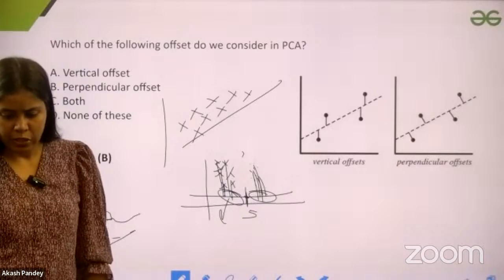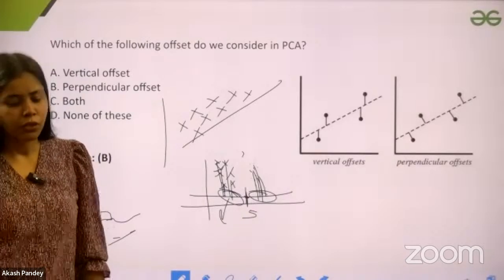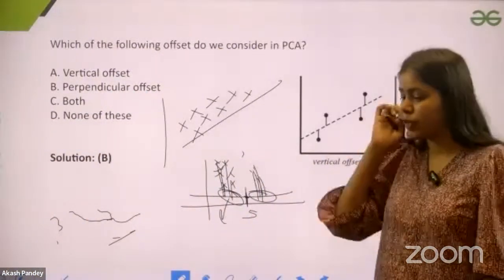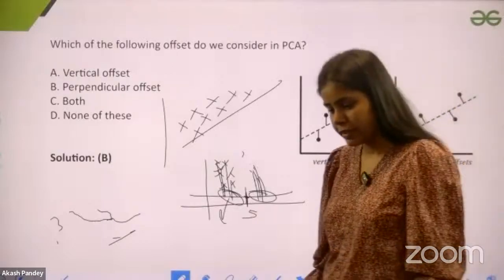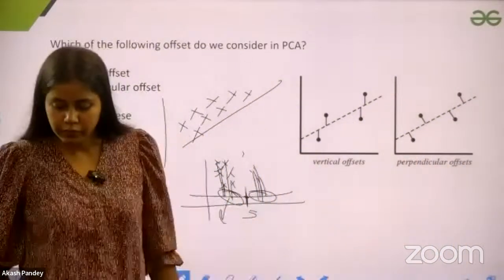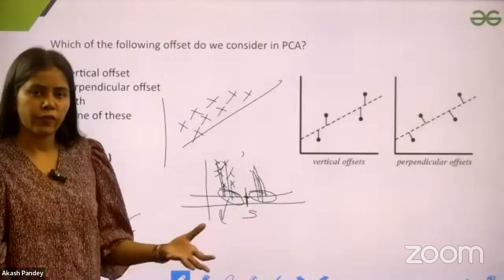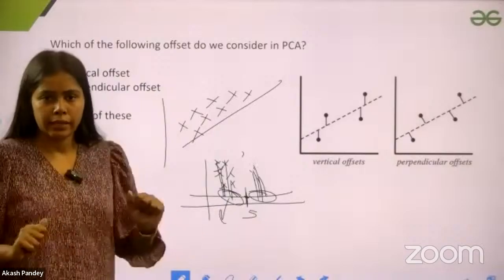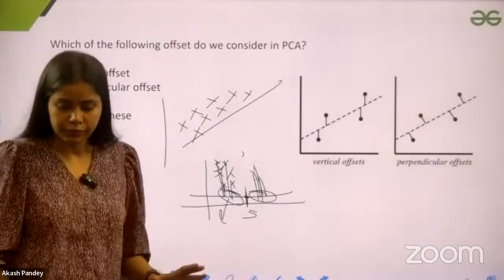Prashant is asking, in linear regression is it vertical and in PCA perpendicular? No, we cannot say that. That is not true here. Basically, you are saying that for the vertical offset, let's suppose I apply PCA first; once I get the data set, then I can apply linear regression. Vertical offset and perpendicular offset are different things, right?